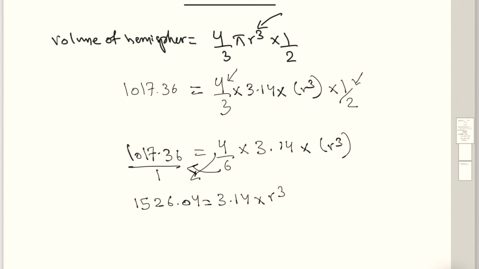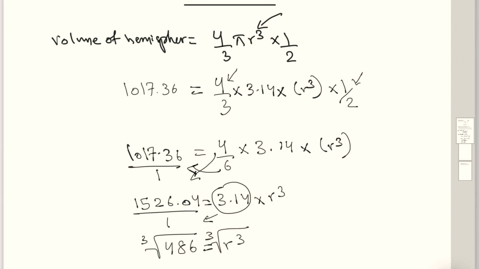Next you divide this by 3.14. When you do that, you get 486, which is equal to r cubed. Now, in order to find the value of r, just r, you find the cube root of both sides. When you do that, this cancels out with this, and r eventually becomes 7.86. That is what the question asks, 7.86 centimeters. I hope that made sense.